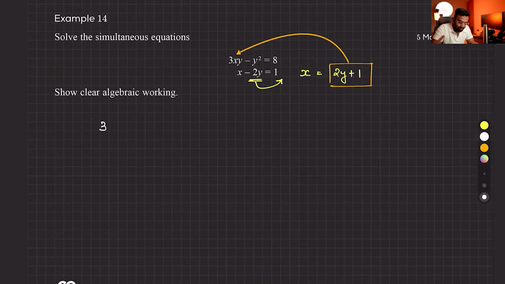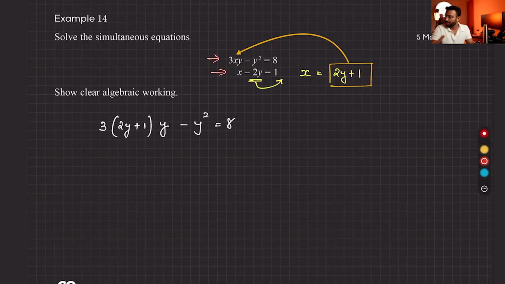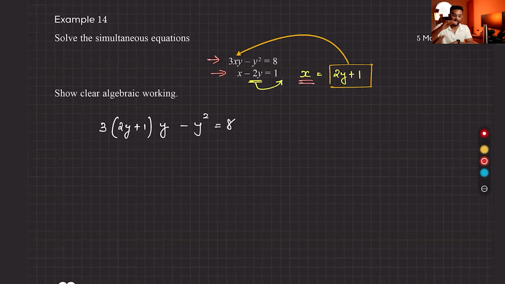Then once I replace it, I have 3 times (2y plus 1) times y, minus y square, equals 8. Now, here's the thing. In both of these equations, we had two variables, x and y. You cannot solve an equation with two variables. So by substituting one variable into the other, in the new equation formed, you don't have two variables. That's why we are substituting it. Did that make sense?